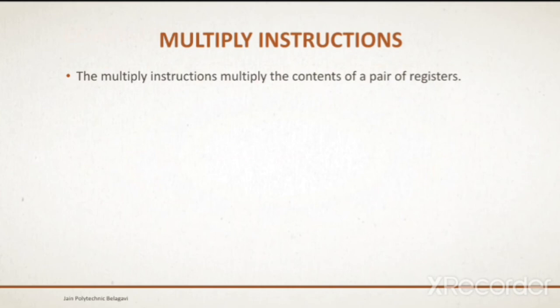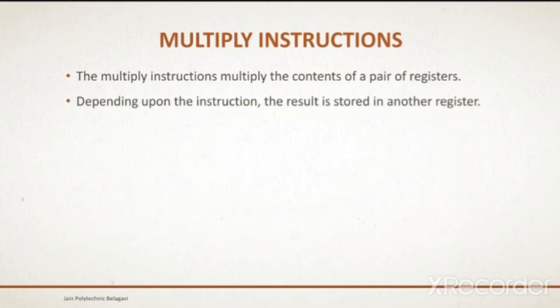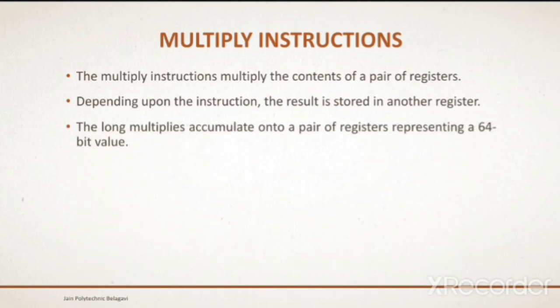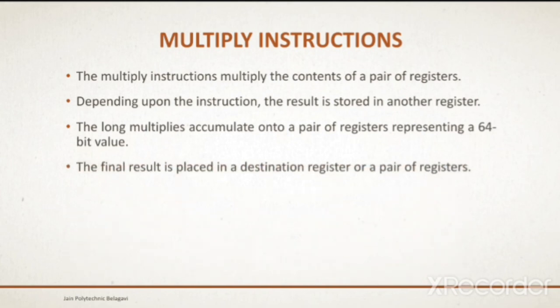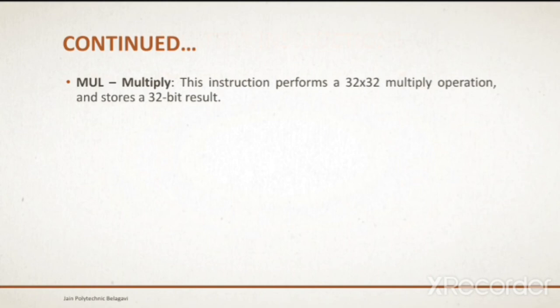The next instructions are multiply instructions. The multiply instructions multiply the contents of a pair of registers. Depending upon the instruction, the result is stored in another register. The long multiplies accumulate onto a pair of registers representing a 64-bit value. The final result is placed in a destination register or a pair of registers. MUL, that is multiply. This instruction performs a 32 x 32 multiply operation and stores a 32-bit result.